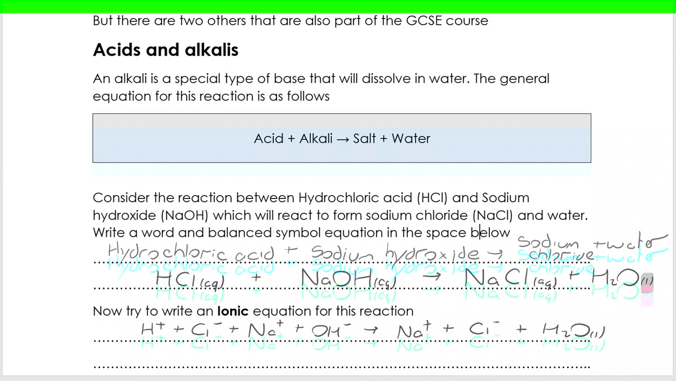What I can now do is find spectators, some things that exist on both sides of the equation. I've got Cl minus on both sides, so let's get rid of them. And I've got Na plus on both sides, so let's get rid of them. And that leaves me with the overall ionic equation. H plus aqueous plus OH minus aqueous goes to H2O liquid. And that's a really important ionic equation because in any acid-alkali reaction, any neutralization reaction, that is the ionic equation you will end up with.